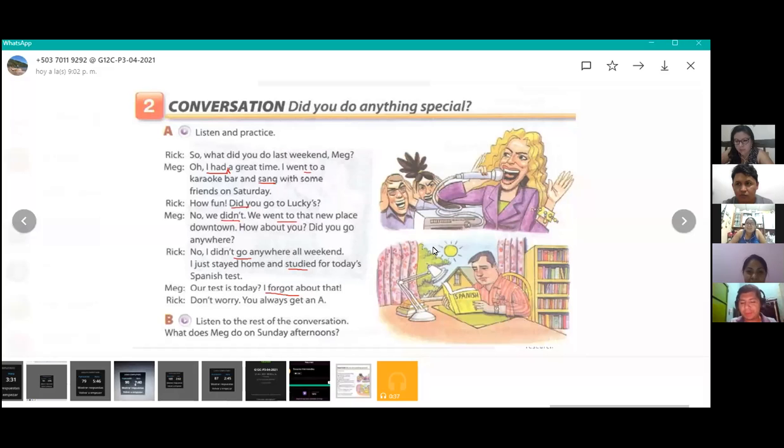Sí, yo no lo escuché. Yo tampoco lo escuché. Espérame, voy a hacer una cosa. Me dicen si lo escuchan. Espérame.